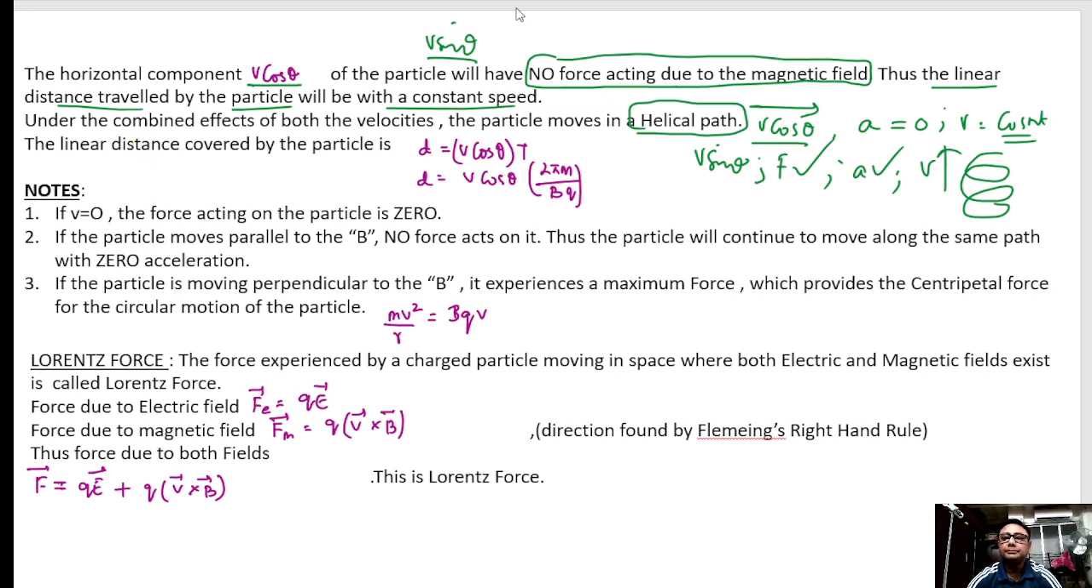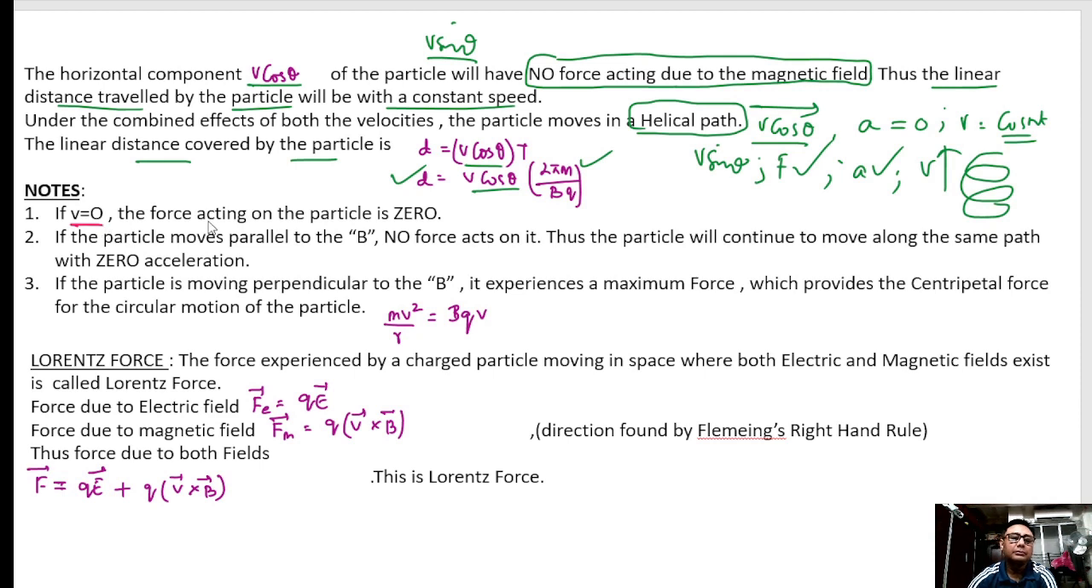So here the linear distance will be covered by the component V cos theta, V cos theta into t, and t is a constant, we know that. So this is the distance covered by the particle in the horizontal direction, that is the linear direction. Clear? Okay friends, let's see now.